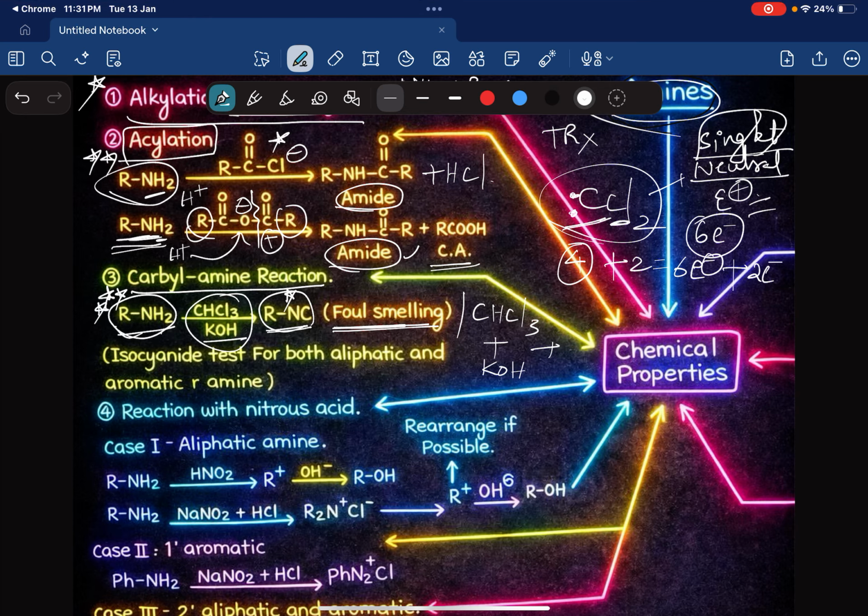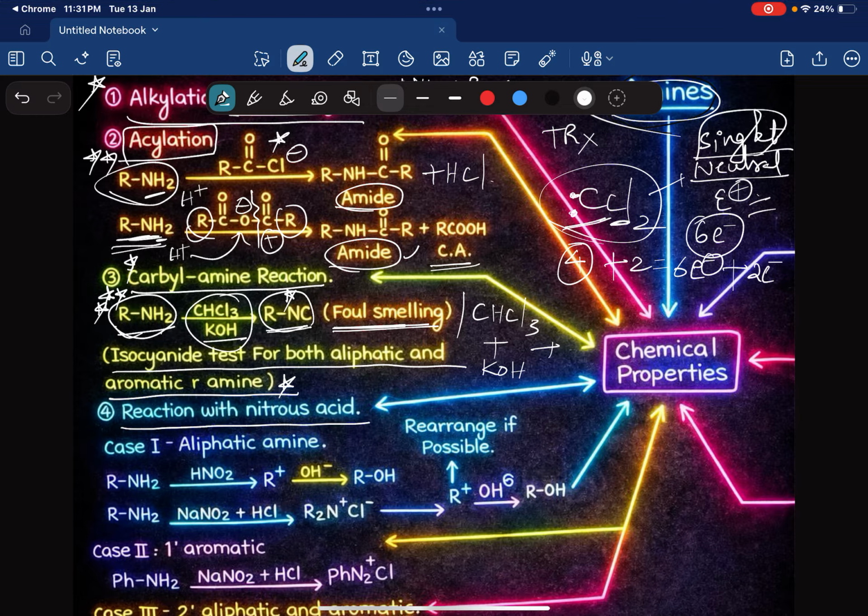And here all primary amines can be tested with the carbylamine test. So the isocyanide test works for both aliphatic and aromatic amines, very important. Aniline can give this reaction, but in case of Gabriel phthalimide synthesis, aniline or vinyl amines cannot be prepared.